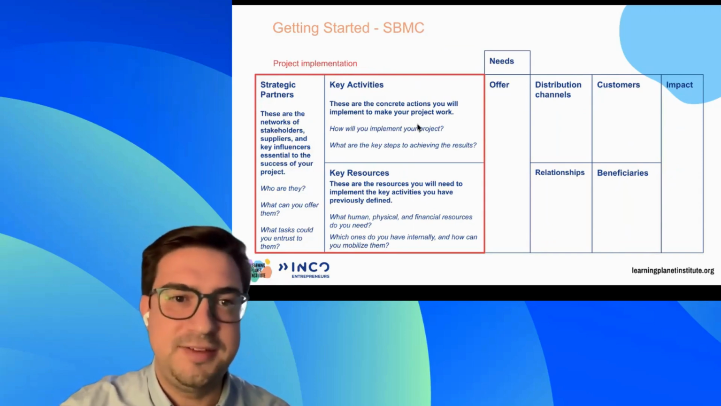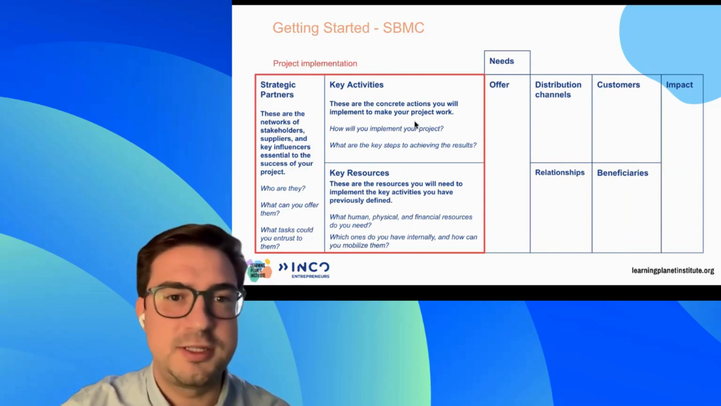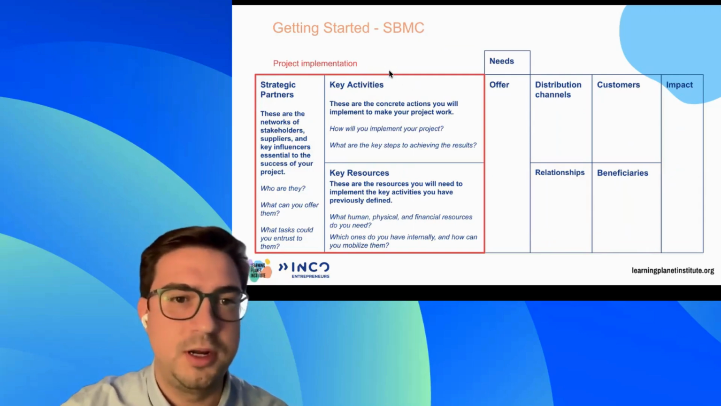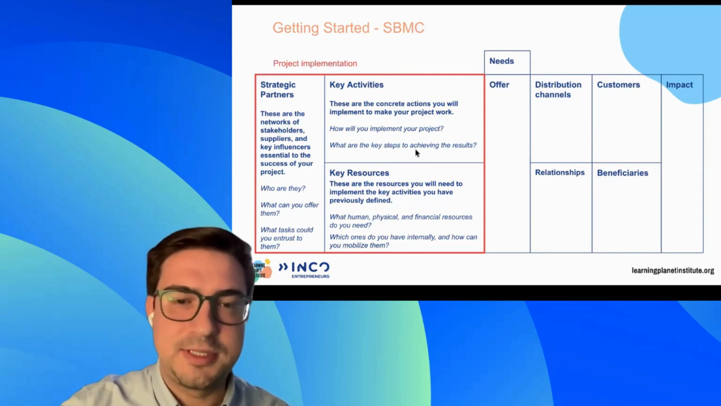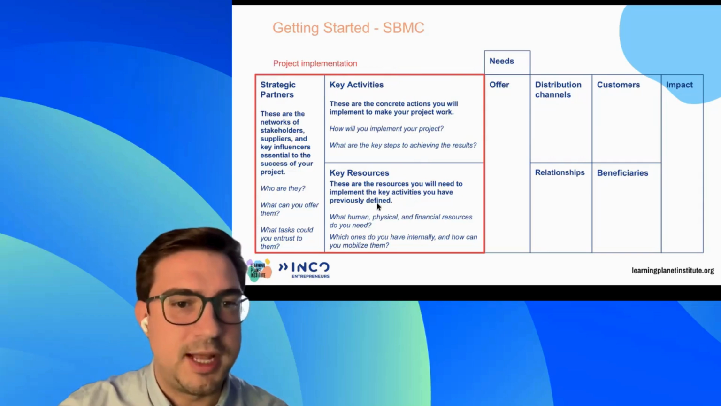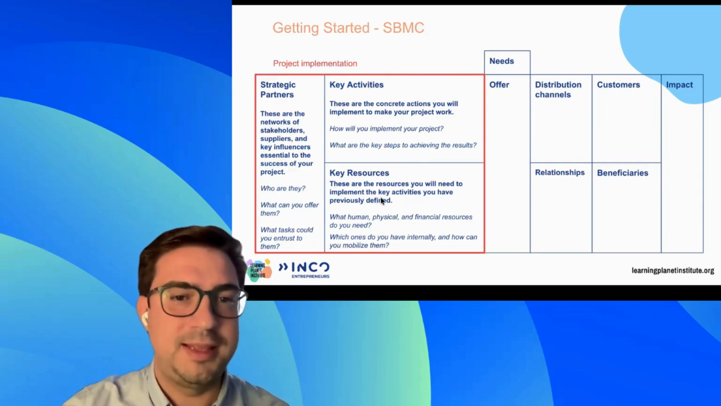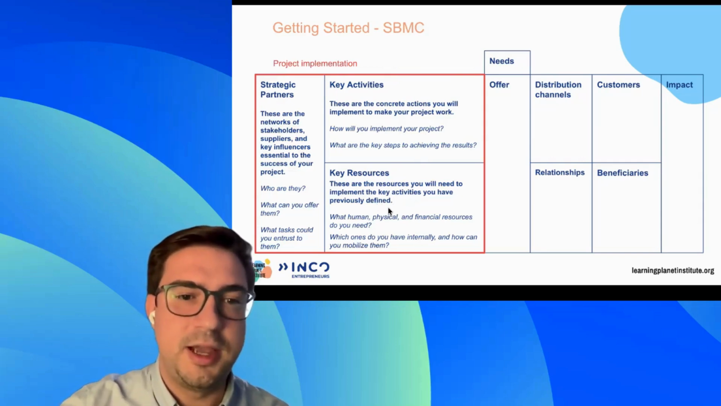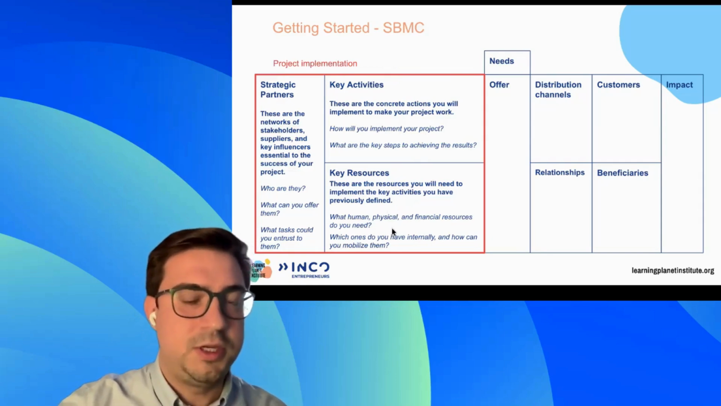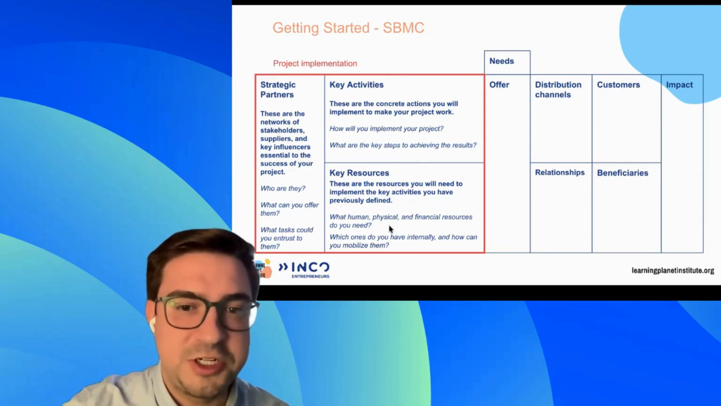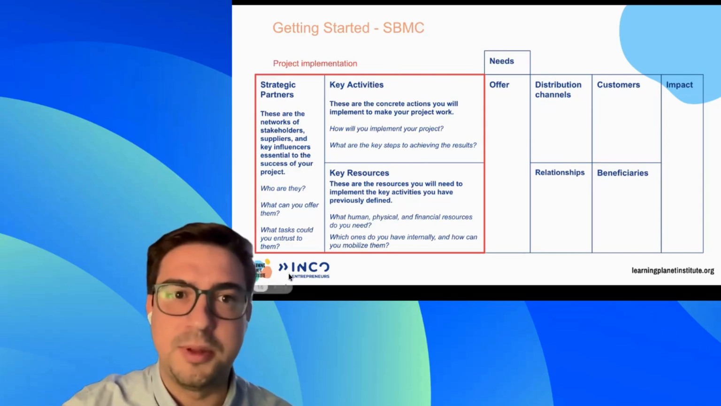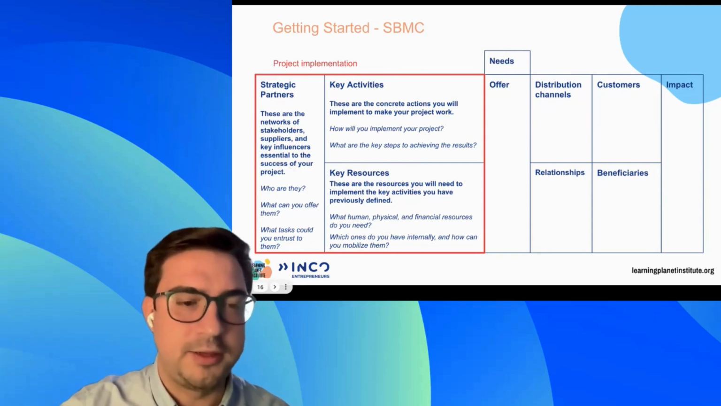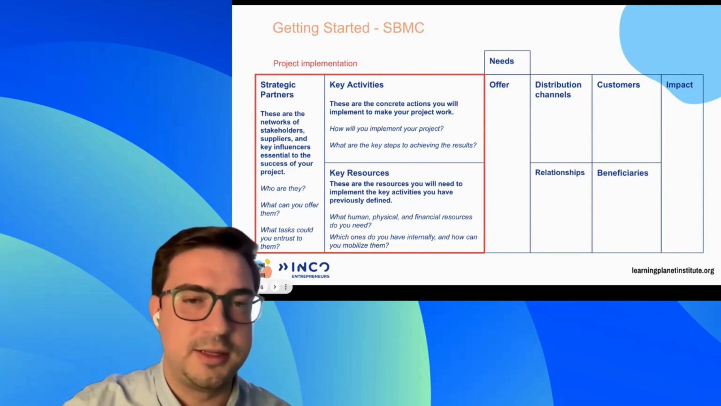Further, we move to key activities. These are the concrete actions you will implement to make your project work, how exactly you will implement it, and what the key steps are to achieving the results. And key resources are the resources that you will need to implement the core activities you have previously defined. What human, physical, or financial resources do you need? Which ones do you have internally and how can you mobilize them? Again, try to answer these questions in as much detail as possible.